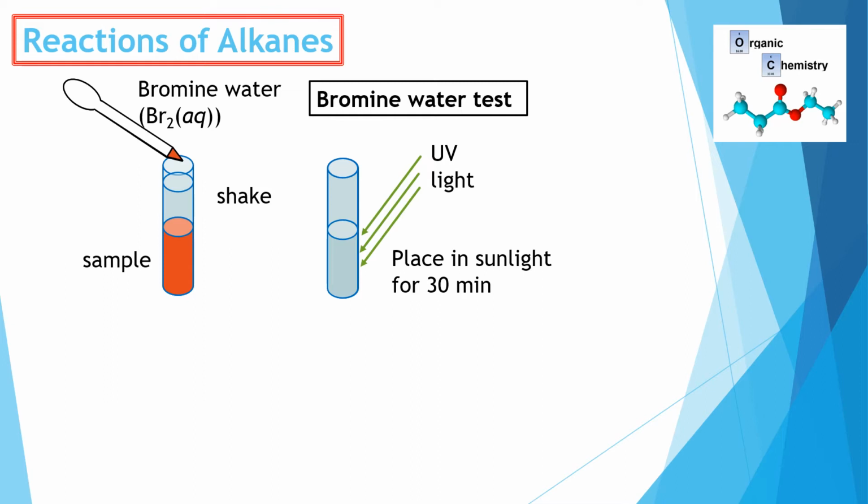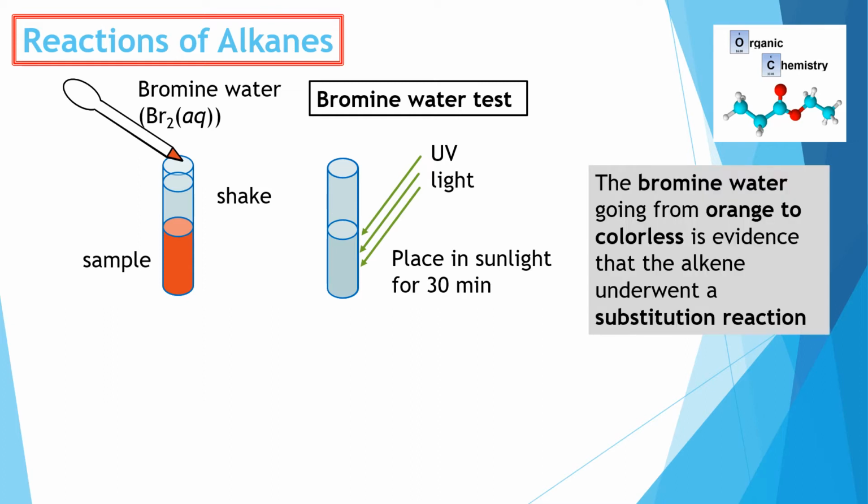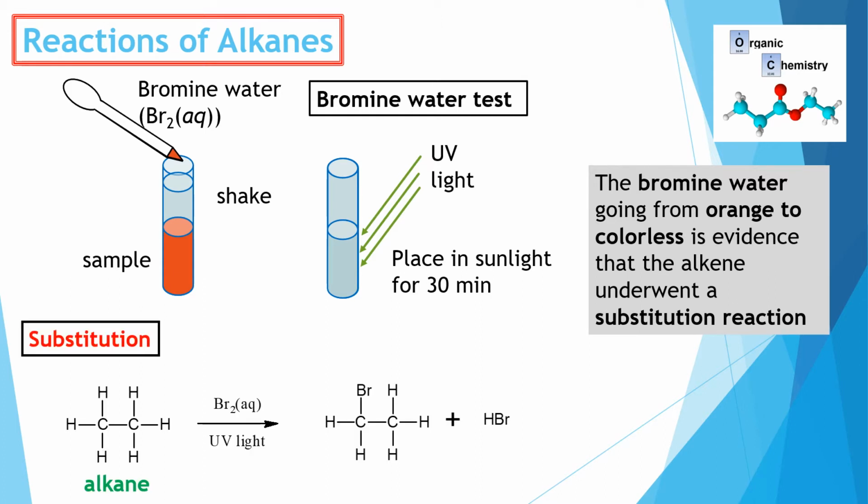Br2 has an orange color, so it has disappeared. Where has it gone? Well, it's undergone a substitution reaction. A substitution reaction is when we take one atom and we substitute it with another atom.